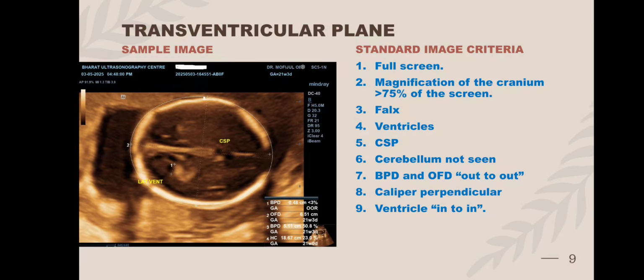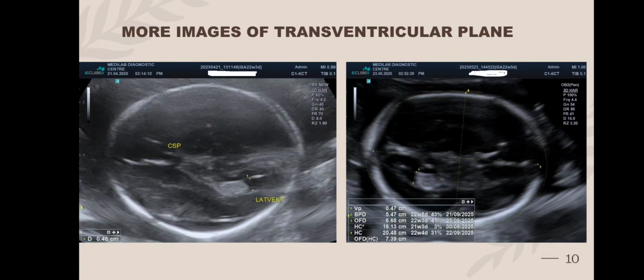Here see the full screen view, magnification of the cranium more than 75% of the screen, falx present, lateral ventricles. Lateral ventricles should be measured at the parieto-occipital fissure level. CSP seen, cerebellum should not be seen. BPD from out to out, not out to in. Our caliper placement should be perpendicular. Ventricles measurement should be in to in. These are more images of ventricular planes.